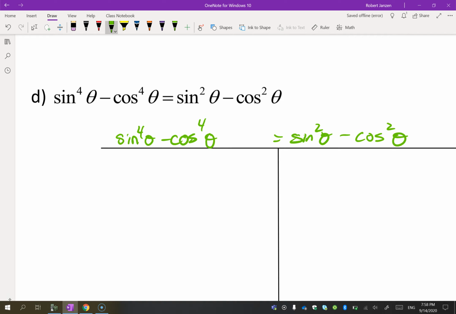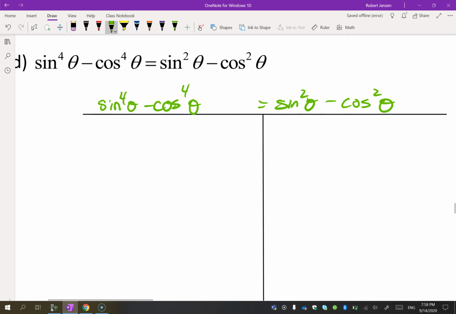Looking at this, I think the left-hand side is more complicated. The powers are greater. So what can we do with that? Well, I have a clue here. I want to end up with sort of half of that. It's not really half, but it kind of looks like it. Maybe you recognize that these are difference of squares. This is a perfect square, and so is this. If they're difference of squares, that means we can factor.